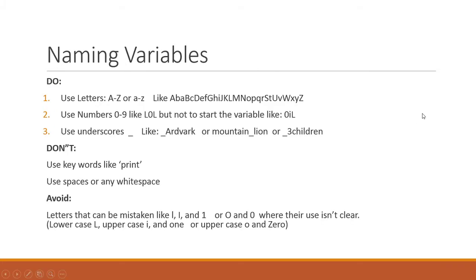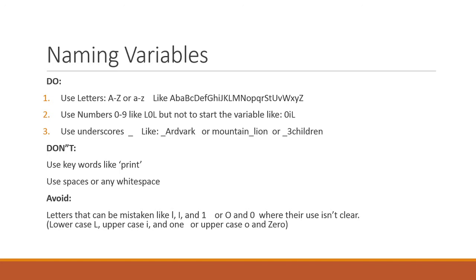So, naming variables. Three things: the do's, the don'ts, and things you should avoid. The do's: you can use letters A through Z, uppercase or lowercase. You can use numbers 0 through 9, like L0L, that would be fine, but do not start the variable with a number, like 01 or 0IL, that will not work.